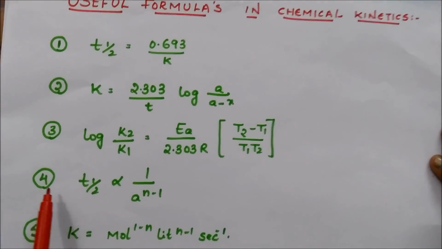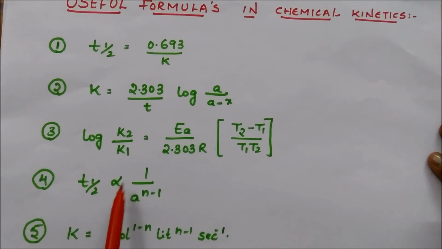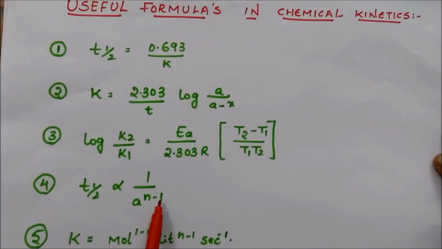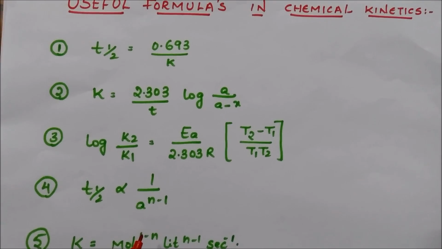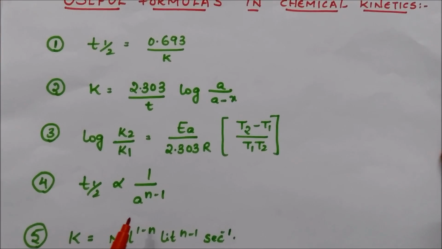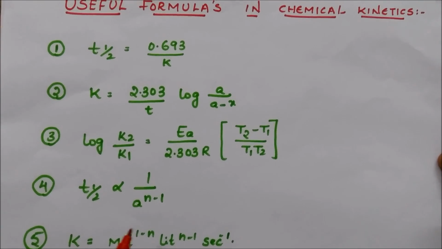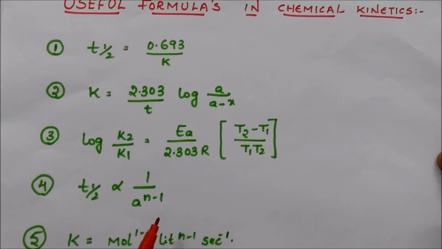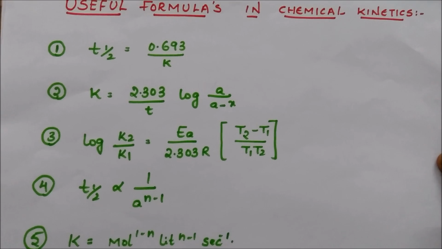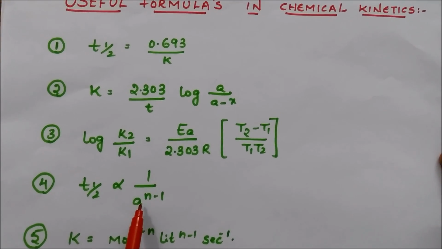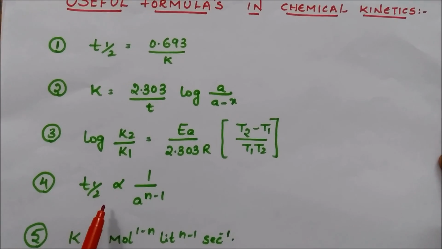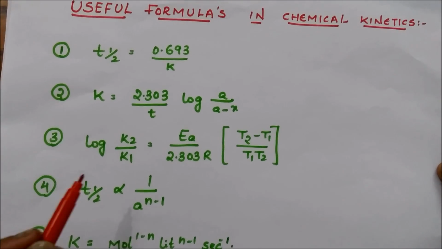Coming to the fourth formula, T half is proportional to 1 by A to the power of n minus 1. They give you a question like, for a first order reaction, initial concentration of the reactants is doubled, then how will the T half vary? Or for a first order or a zero order, initial concentration of the reactant doubles, how will the T half vary? Like this they will ask you the question.